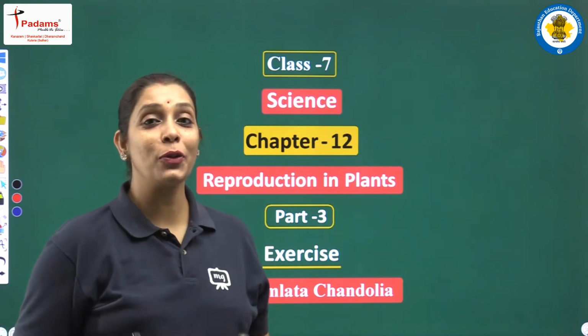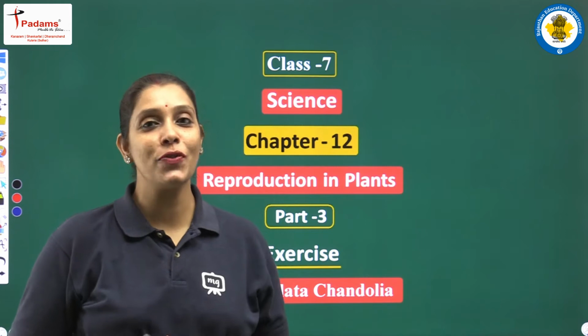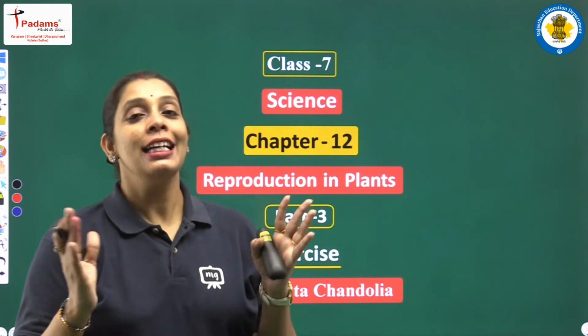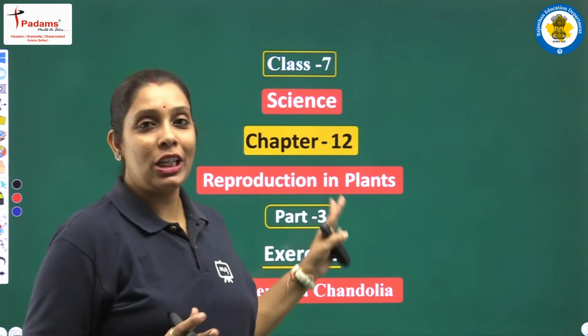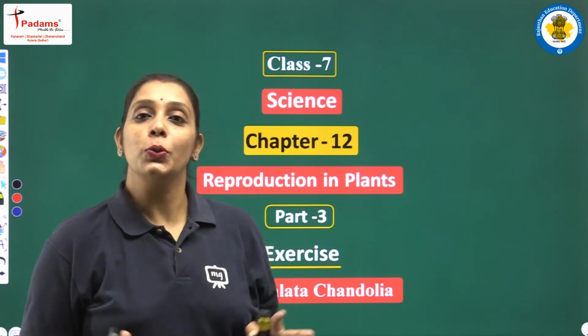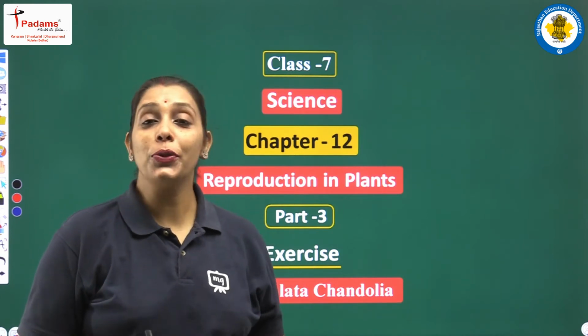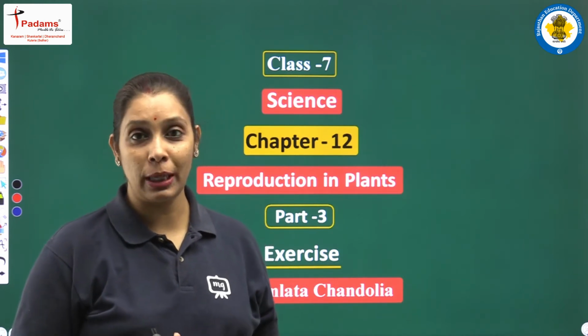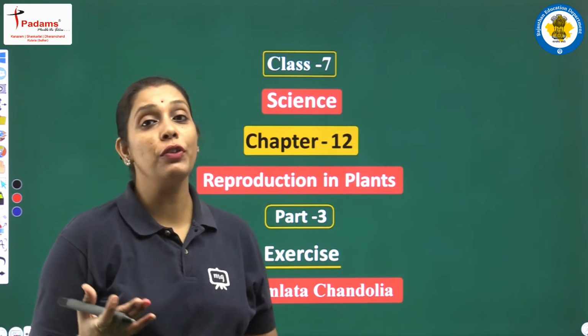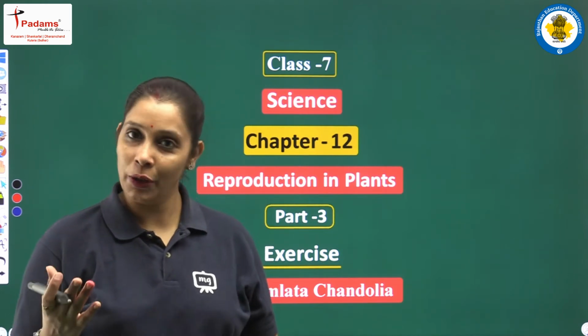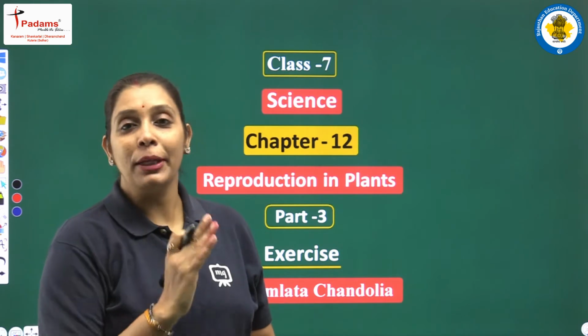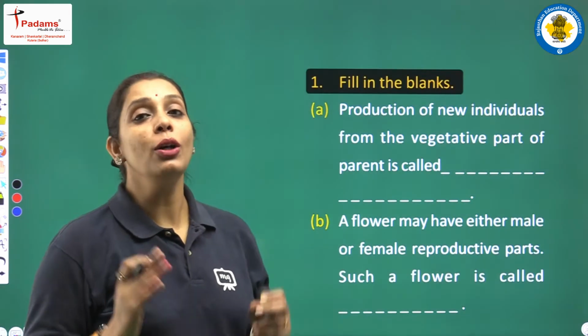Students, today we are going to complete chapter number 12 of class 7 science, that is reproduction in plants. Students, in today's video we are going to discuss the exercise part of this chapter. In the previous two videos we already discussed this chapter. Okay, so let's begin today's session with question number 1.